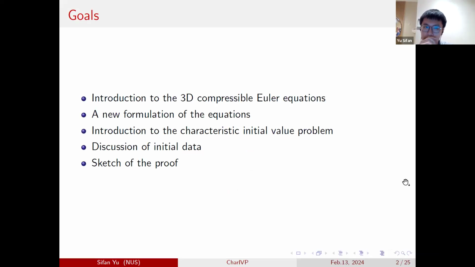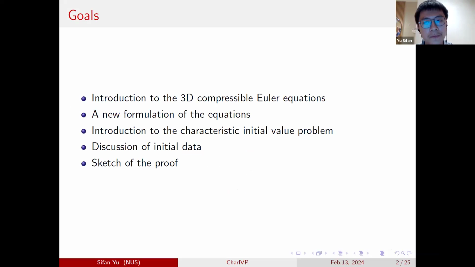Okay, so the plan for this talk, first of all, I will introduce what the 3D compressible Euler equations are. Then, because I need to tell you what the characteristic initial value problem is, I have to tell you what the characteristics are. That involves a new formulation of the compressible Euler equations. And then I will introduce the characteristic initial value problem.